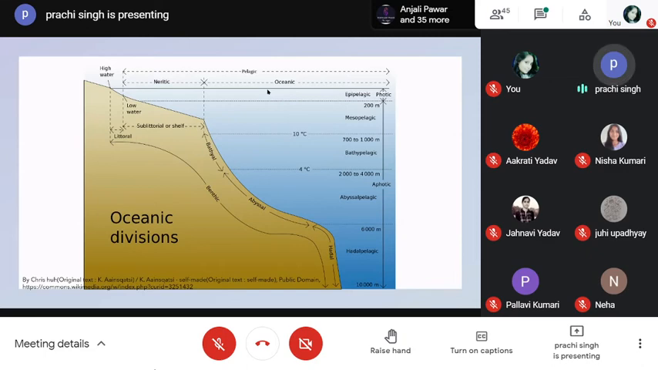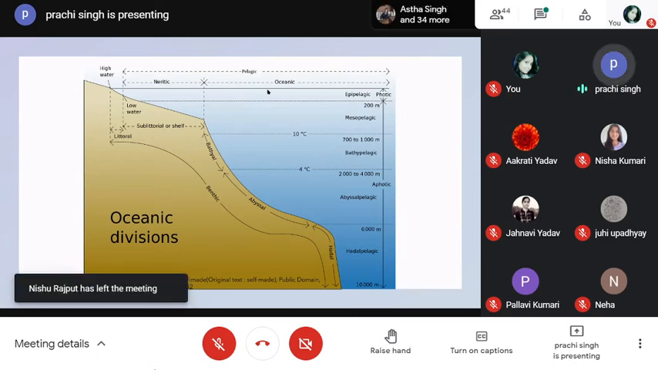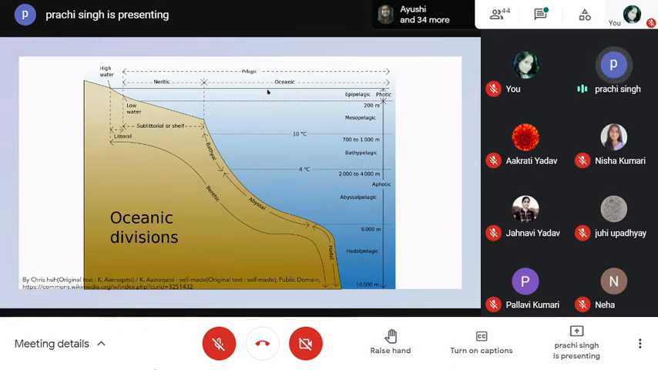Okay, so now we will discuss the marine ecosystem and then we will finish it. After the marine ecosystem, I will discuss estuary. I think this very small part of estuary will remain, and this will get over. So now let's talk about your marine ecosystem.